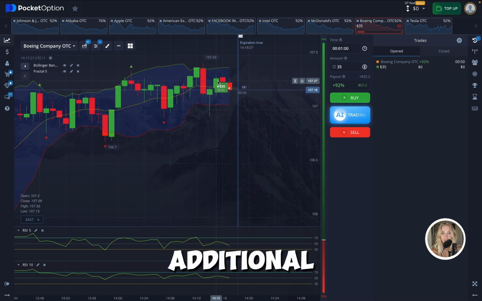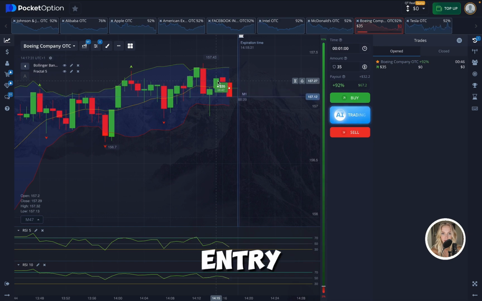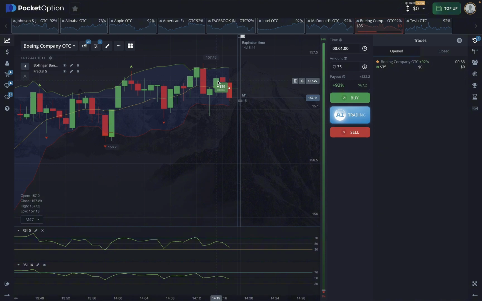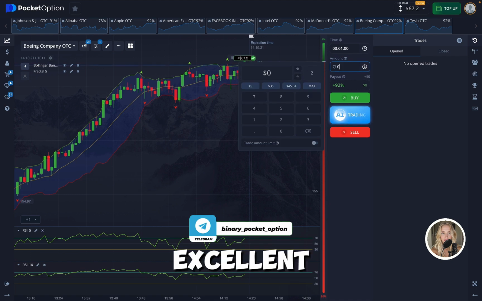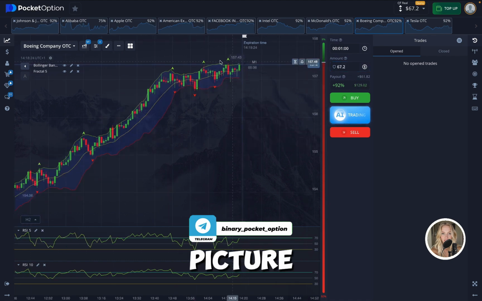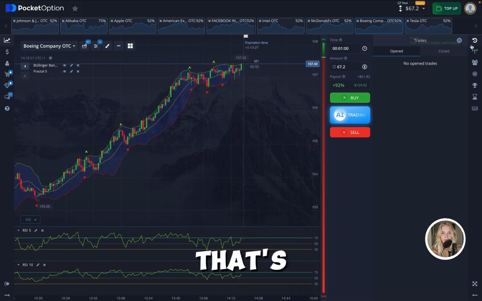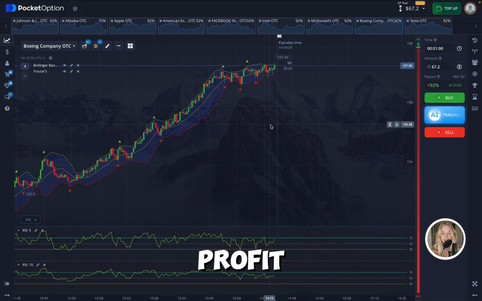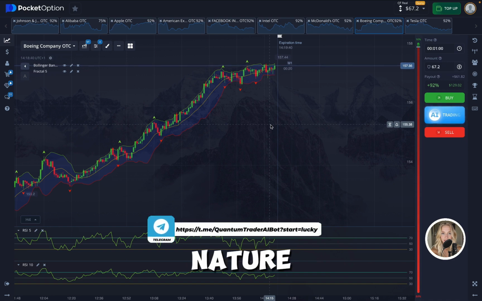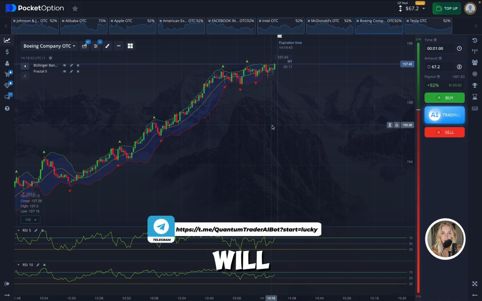So I open an additional trade, all the same logic of entry, so let's see the result. And as you can see, quite confidently, the position closes in plus. Excellent. Initially, this is the picture I wanted to see when opening the first trade, but that's okay. We will open further positions, probably for the maximum amount of balance to get to a good profit. But right now, I most likely will not have the right to make a mistake. Let's see the nature of the movement and entry conditions. Maybe we will change something.